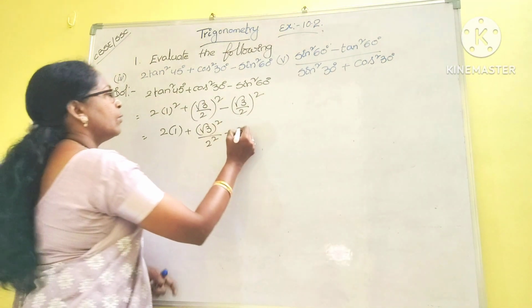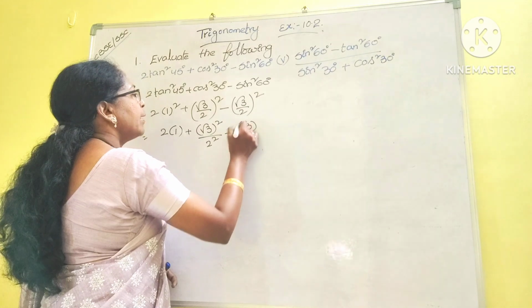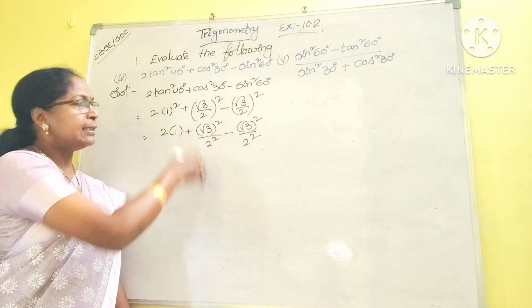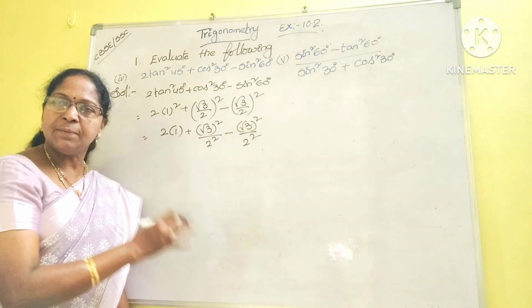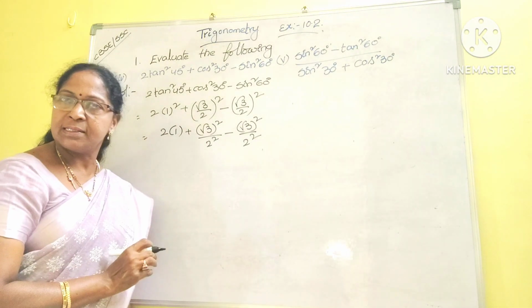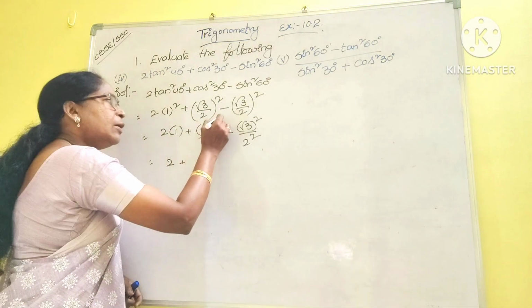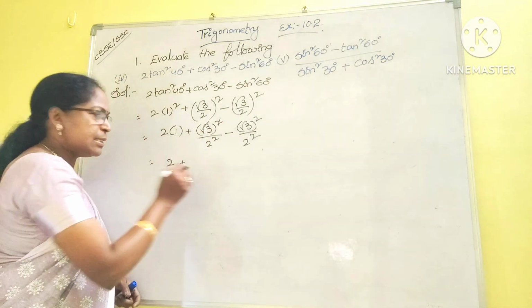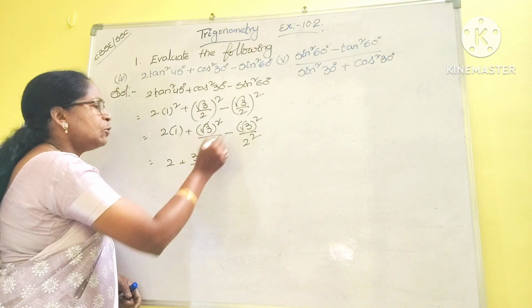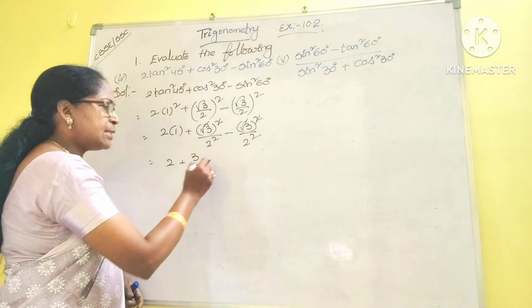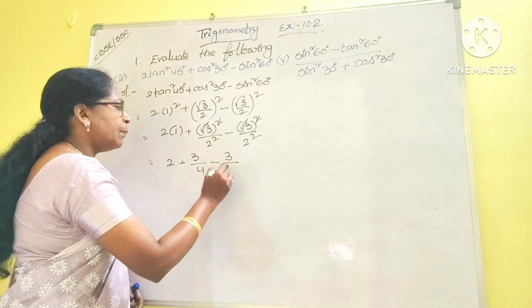So you have to write down again root 3 whole square divided by 2 square. Directly don't write the step. Don't skip the steps and don't write directly the answer. So 2 into 1 is 2, plus root 3 whole square; 2 and root cancel, 3 by 2 square is nothing but 4. Again here also 2 and root cancel, minus 3 divided by 4.